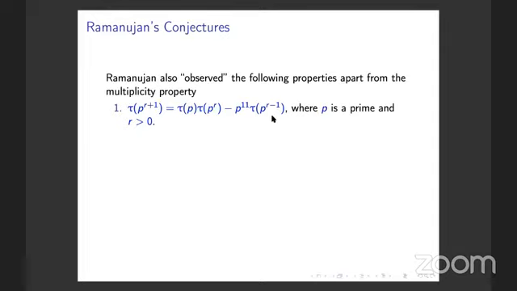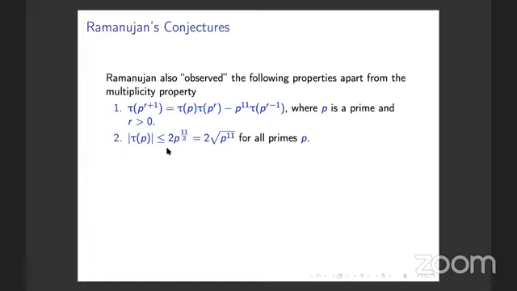So he also observed the following properties. He proved this for small primes and conjectured that this should be true in general. And the other remarkable thing that he conjectured was that the absolute value of tau on a prime should be less than or equal to 2 times the square root of p to the power 11. And this should be true for all primes p. So this is Ramanujan's conjecture on the tau function, and results related to this are part of a whole grand scheme in number theory.